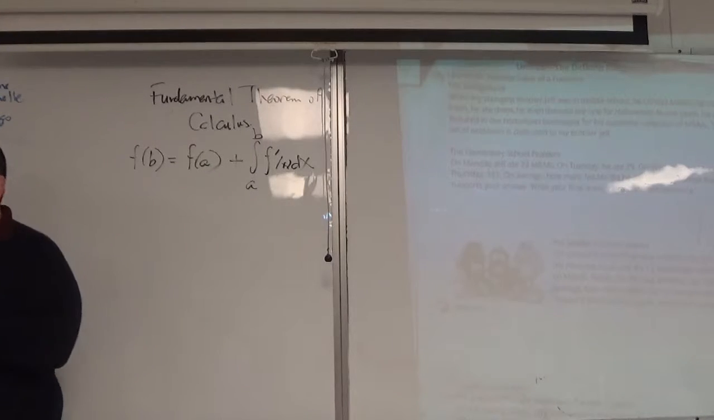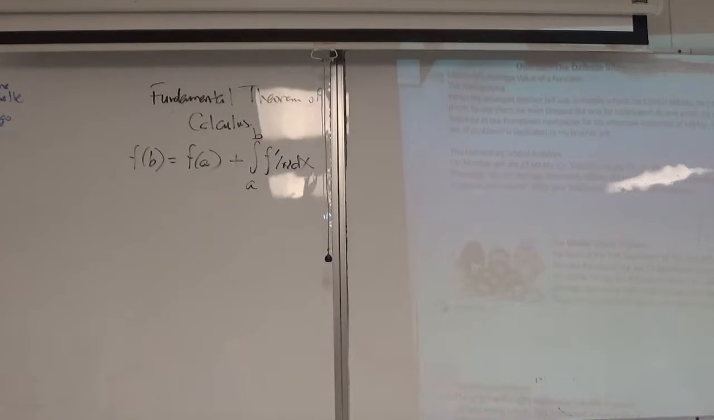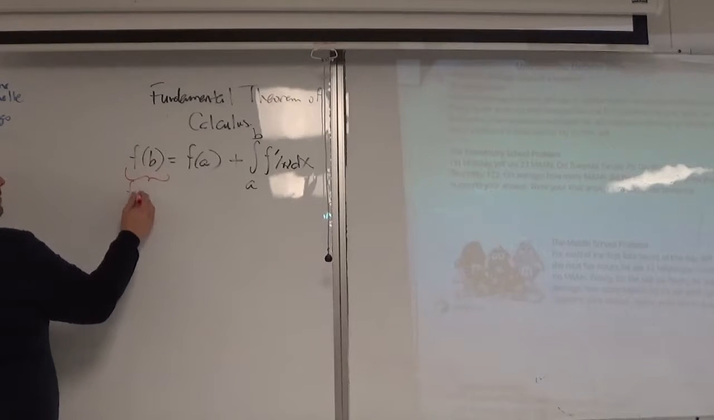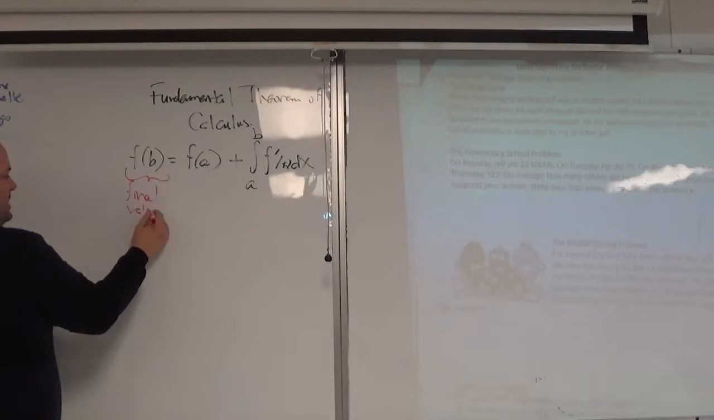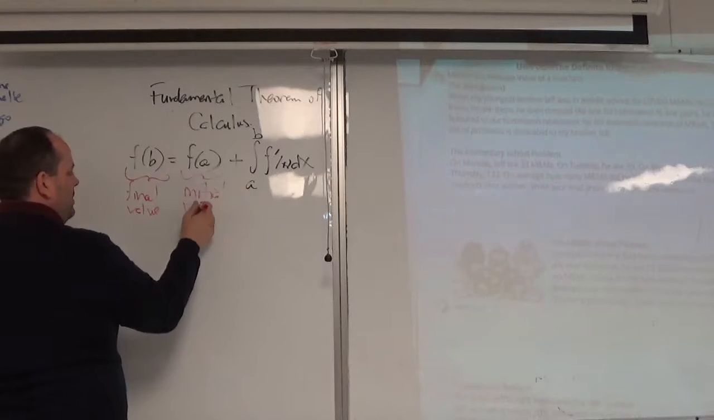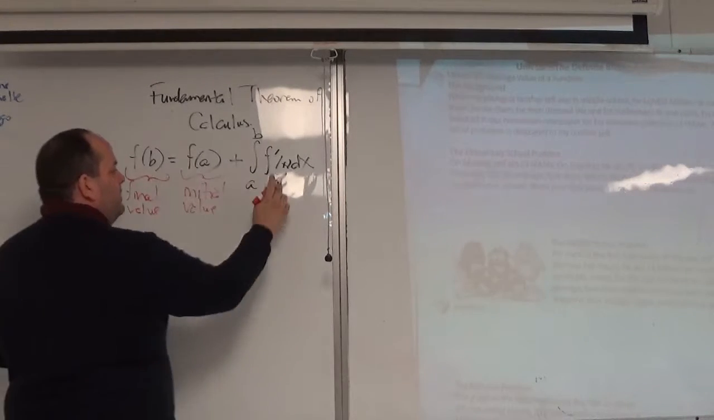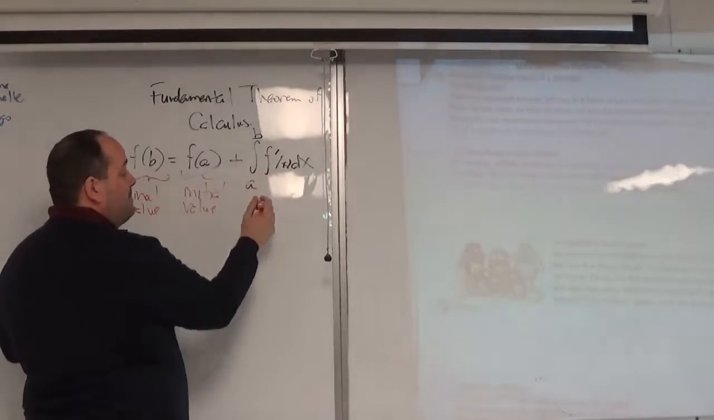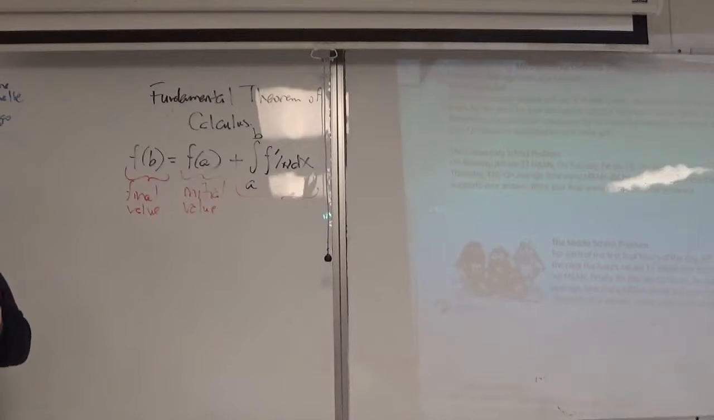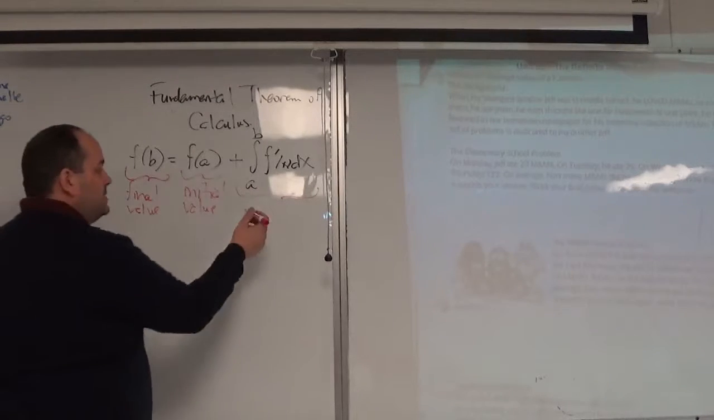All right, what's the easy way to remember this? I want to get some hands on this. What's the way that you remember this so it is easy? Andy, what did we talk about yesterday? Final equals initial. Final value is equal to the initial value. What's this last one though? F prime is a rate, but the whole integral represents the accumulation.